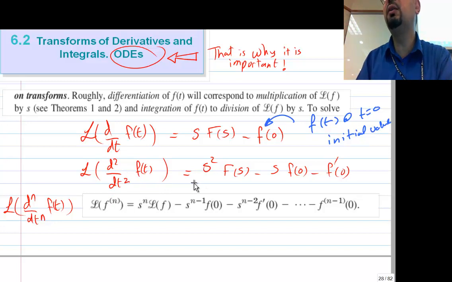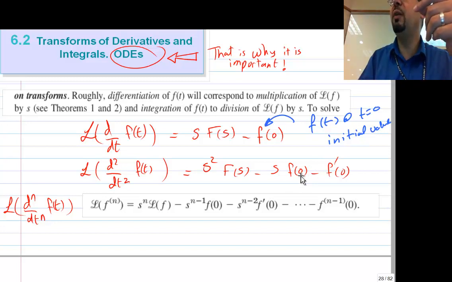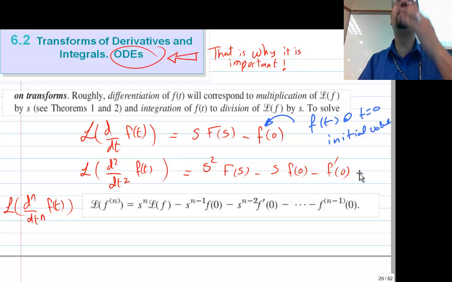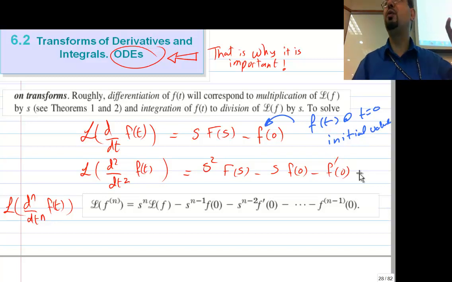Well, the Laplace of the second derivative is simply s squared F of s, minus s multiplied by the initial value of f of t, minus the initial value of f prime of t. If you have a second order differential equation, you need not just f of 0, you need f of 0 and f prime of 0. You need two initial conditions, right? So again, those will be numbers that we just get from the initial conditions.